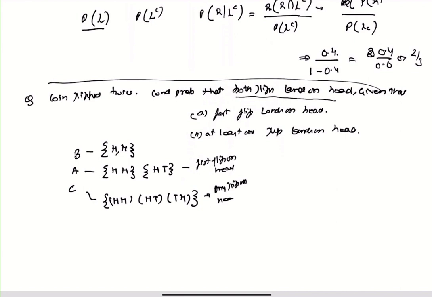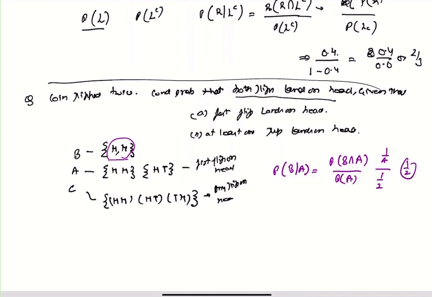So the probability we want to know of B, knowing A, is going to be the probability of B intersection A divided by the probability of A. The probability of B and A is basically the probability of B, which is both landing on head, which is going to be 1 by 4, and the probability of A is going to be 2 by 4, or 1 by 2, so that is going to be 1 by 2.